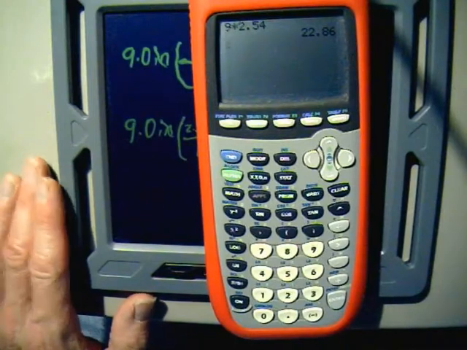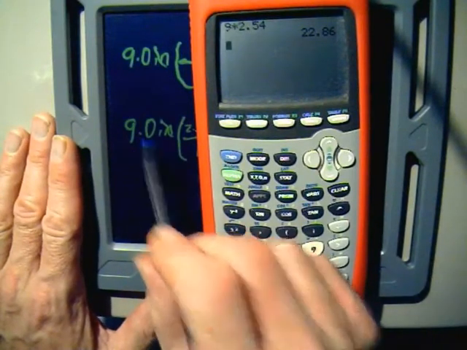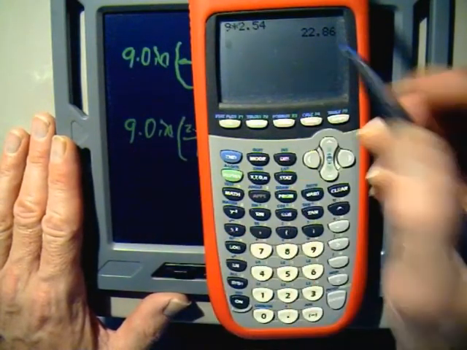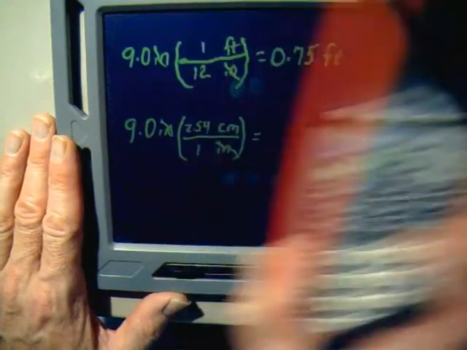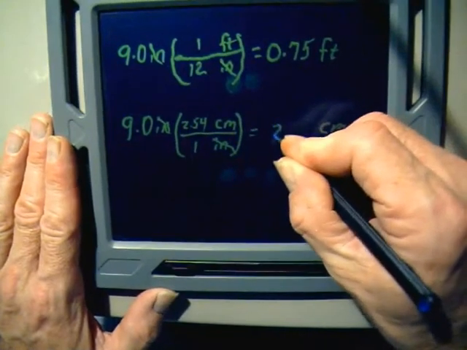22.86 centimeters. So we have 2 sig figs. We want our answer to have 2 sig figs. There's the 2. Look at the digit after it. It's an 8, so we're going to round this up, and it becomes 23 centimeters.